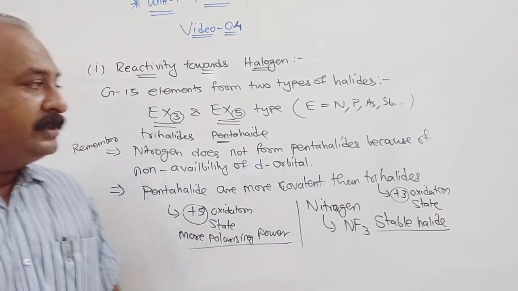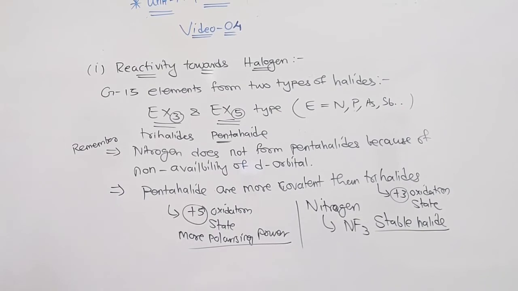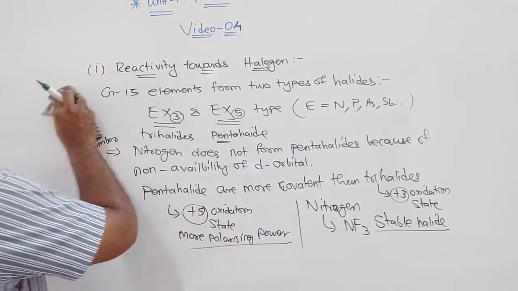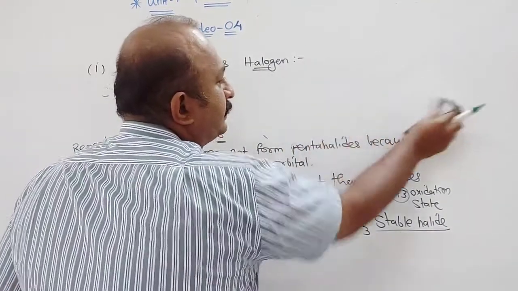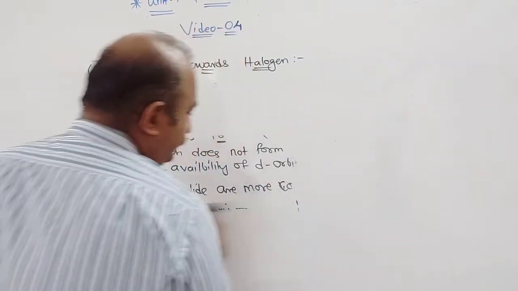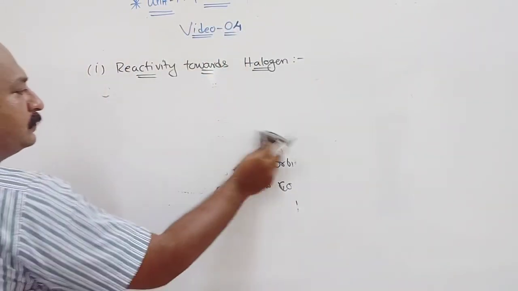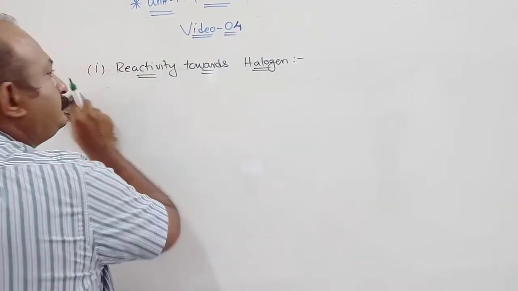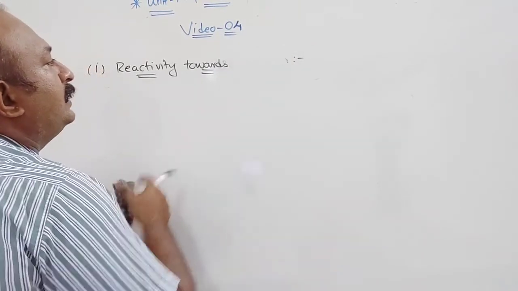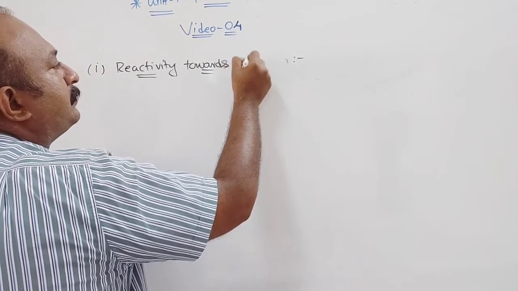Now this was all about reactivity towards halogen. The last part in chemical reactivity is reactivity towards metal. That we are going to discuss next: reactivity towards metal.